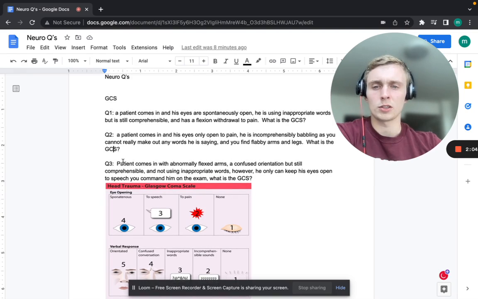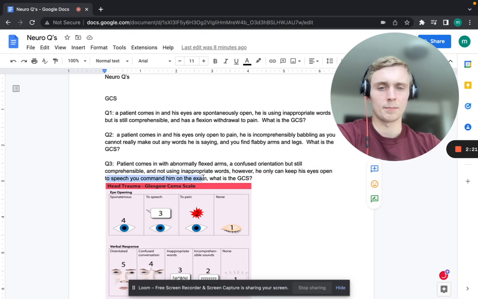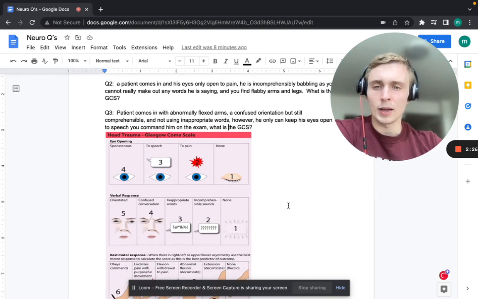And the third question for GCS, a patient comes in with abnormally flexed arms, a confused orientation, but still comprehensible, and not using inappropriate words. However, he can only keep his eyes open to speech when you command him on exam. What is his GCS?